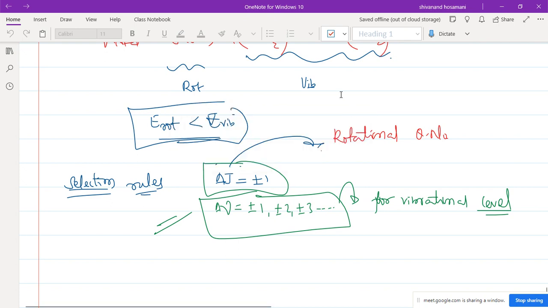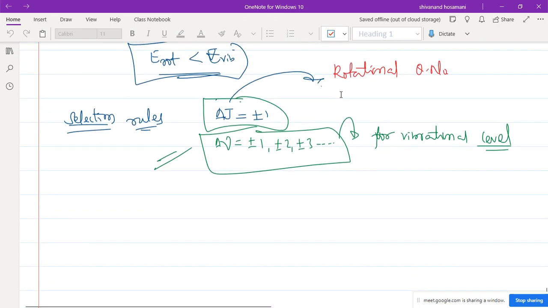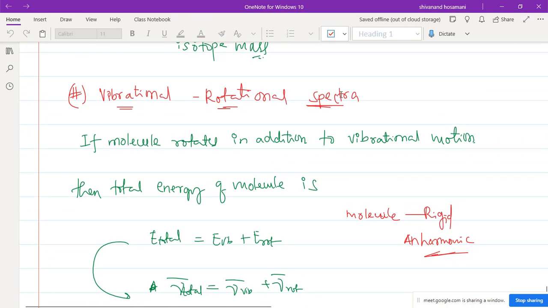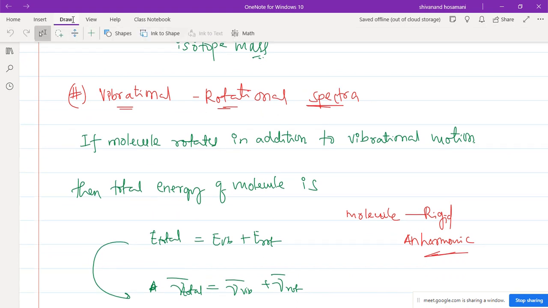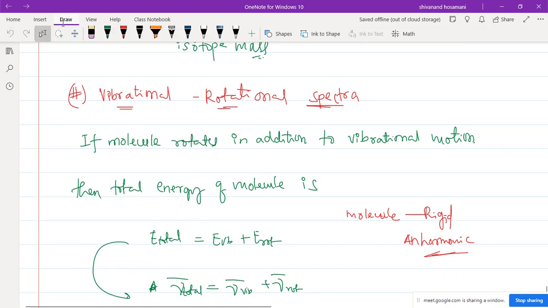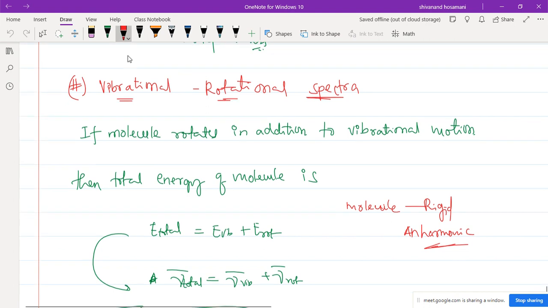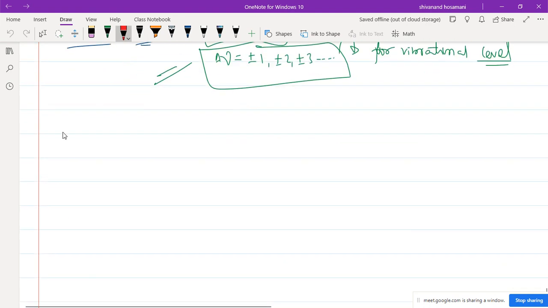In yesterday's class, we discussed vibrational rotation spectra, right? Now let us discuss Raman spectra. Okay, Raman spectra. Raman spectra, see, what does it say?